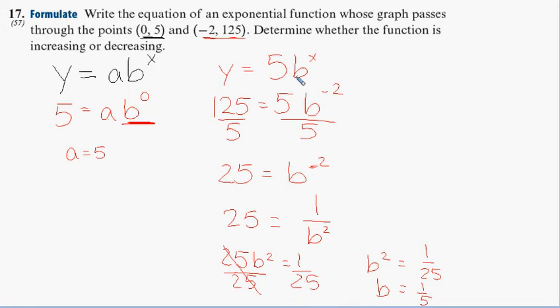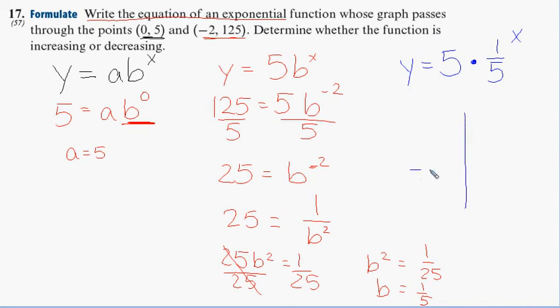So now we are ready to write our final exponential function. Our exponential function is y equals 5 times (1/5) to the x power. I put a dot here so we don't misread anything. All right, so just go through the steps systematically, and you can find out the values of a and b. It does say determine whether the function is increasing or decreasing.